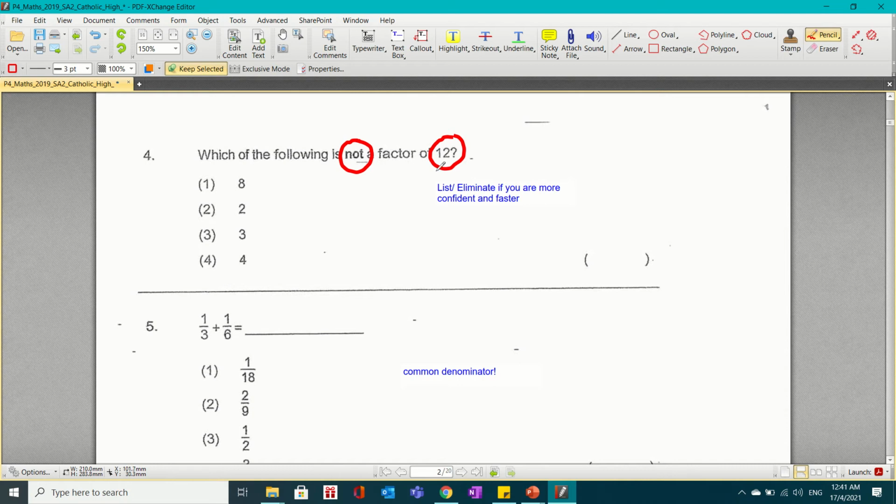Because look for a number as small as 12. I know that 2 is a factor of it, 3 is also a factor, and same for 4. And through that I can understand that 8 should be the correct answer.